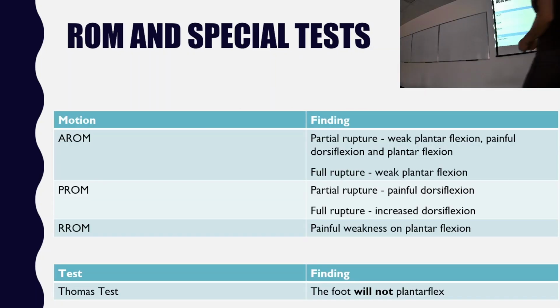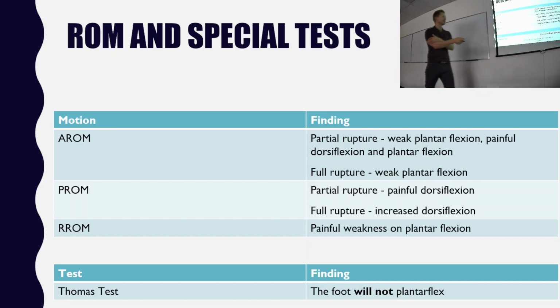Active, passive, resisted, starting with active range of motion. A partial rupture: weak plantar flexion, painful dorsiflexion, painful plantar flexion. It hurts to either stretch or contract. A full rupture: weak plantar flexion, but note, just as weak. It's not weak and painful, just weak. Fully ruptured, there's no nerves anymore, so there's no pain.